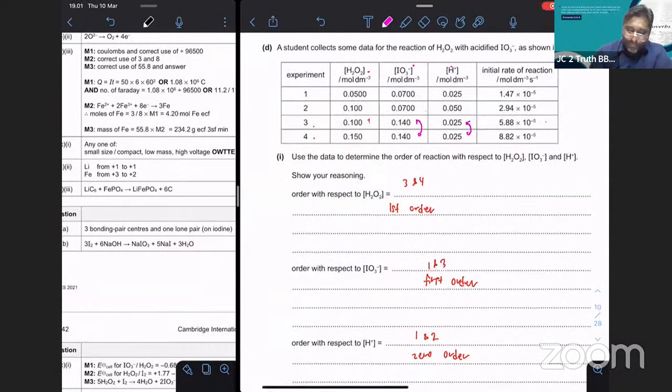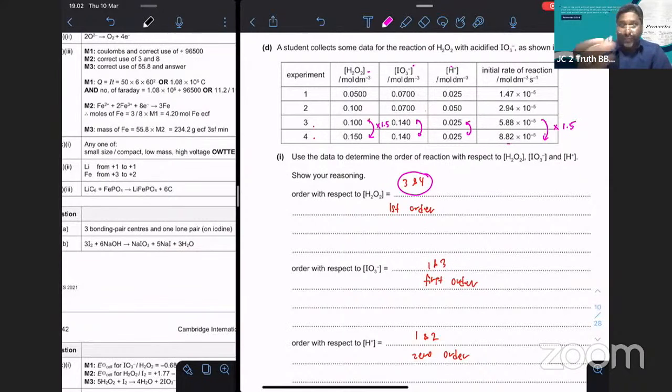experiment 3 and 4. For experiments 3 and 4, I know that from here to here, if I times something, in this case I think I times by 1.5, I can find out what the amount is, because everything that I times depends on H2O2 only. If you find out, 8.82 divided by 5.88 is also 1.5. So if you times by 1.5, it's also times by 1.5. So this is going to be first order.